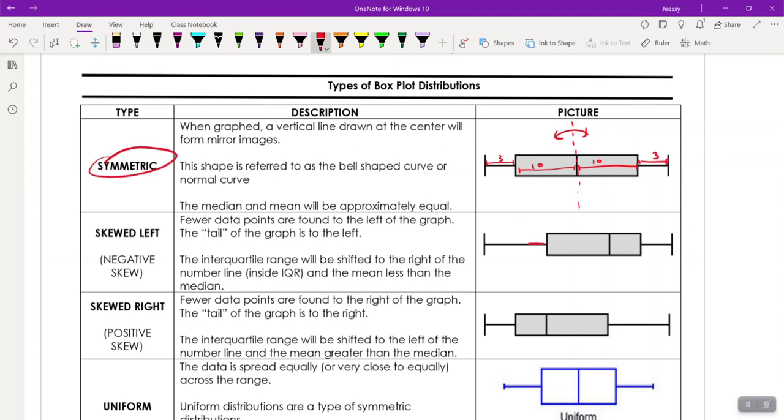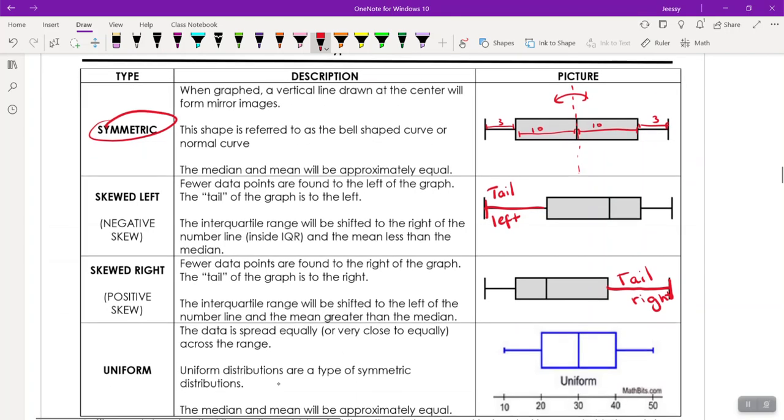But if one of your whiskers is longer on the left, right, you have a tail on the left, then you're skewed left. If your tail or the longer whisker is on the right, then you're skewed right.